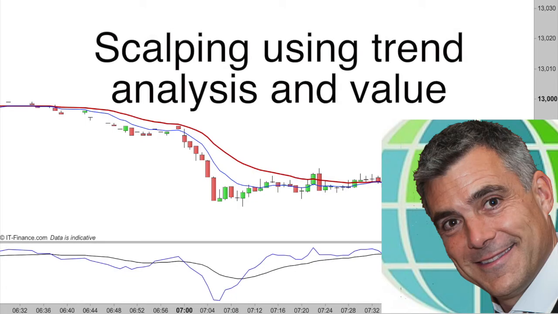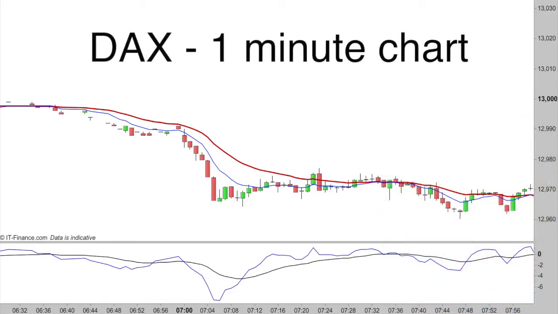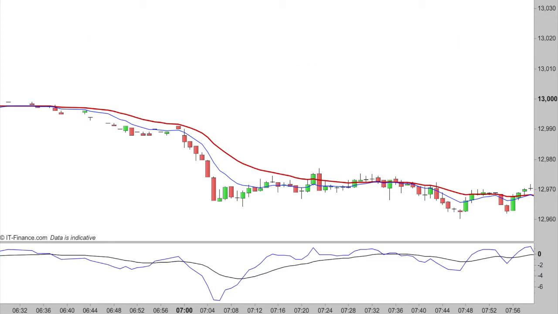Hi everyone. Going to talk today a little bit about value in trading and how price moves around a value level or value levels. I think this might be interesting for you and useful for you in your own trading. So this is the DAX, German stock index, just coming up to 8 o'clock this morning.